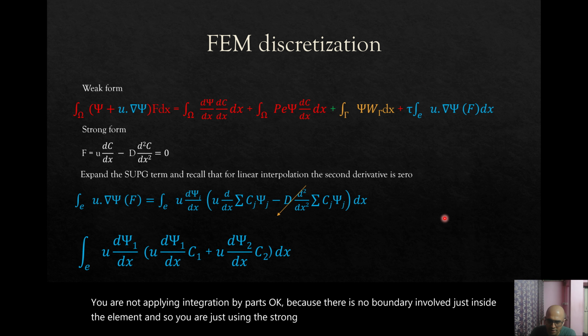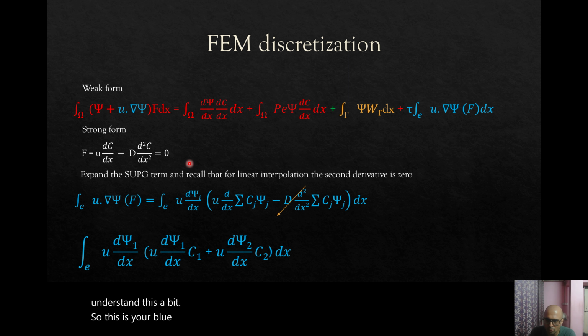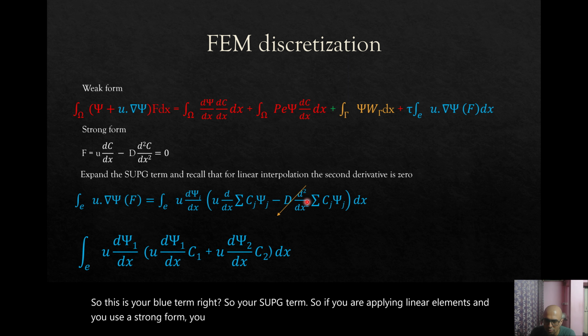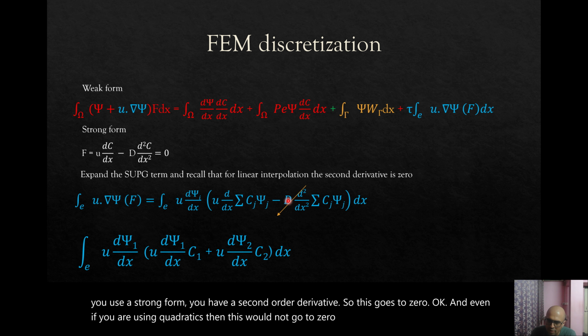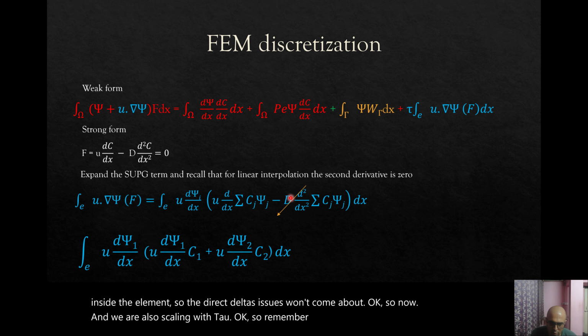So now let's understand this a bit. So this is your blue term, right? Your SUPG term. So if you are applying linear elements and you use a strong form, you have a second order derivative. So this goes to 0. And even if you are using quadratics, then this would not go to 0. But we are anyways integrating inside the element, so the Dirac delta issues won't come about. And we are also scaling with tau. So remember that. Now let's look at only the linear case and let's expand this term.